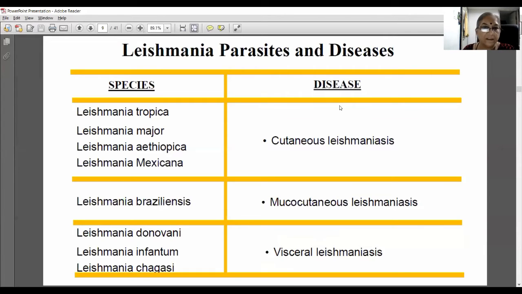Then this Brazilian Leishmania brasiliensis is usually seen in the South and Central America, Mexico and Western Peru. These are the places where you are going to find this.